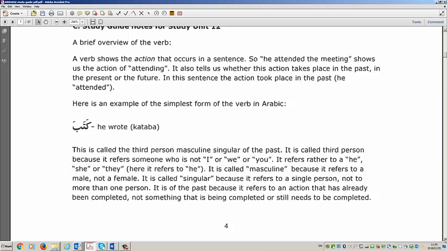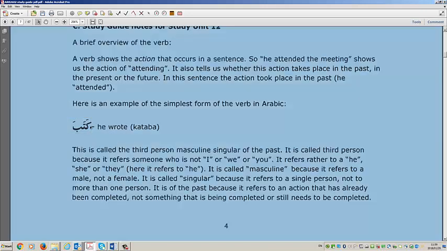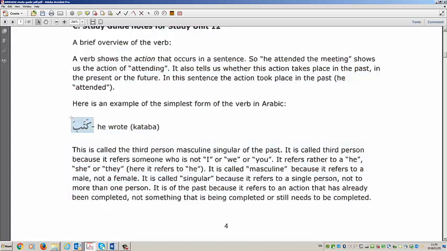Now, the simplest form of the verb in Arabic is the form called kataba, which is "he wrote." Of course, there are variations of this form, as we will see. We can say, for example, fataha, which means "he opened," and so on. By the simplest form of the verb, we mean it's composed of 3 letters: the ka, the ta, and the ba. This is called the third person masculine singular of the past.